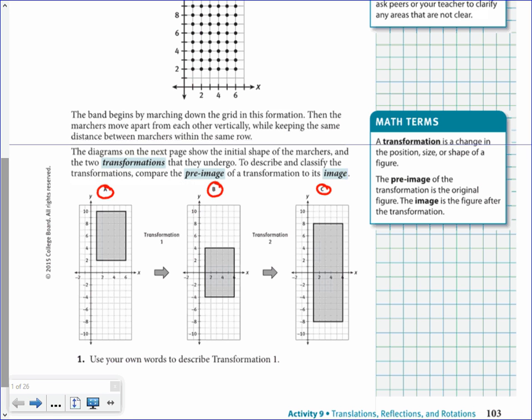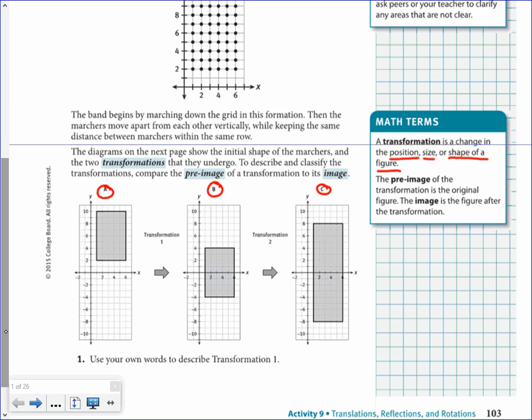So those are transformations. As you see in your book, a transformation is a change in the position, size, or shape of a figure. So that's what we are looking at, changing the position, the size, or the shape.